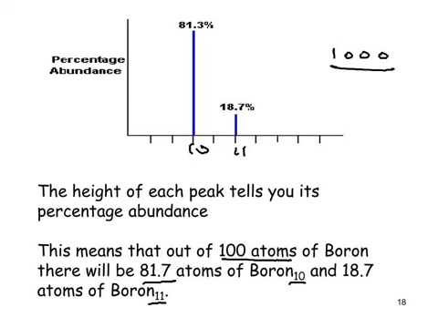if we analysed 1,000 atoms, what it's saying is there would be 817 of them would be boron 10, and 187, can't be right, 81.7. This typing error here should have been copied through correctly as 81.3. So there'd be 813 of them would be boron 10, and there would be 187 of them would be boron 11. Hope that's clear enough.